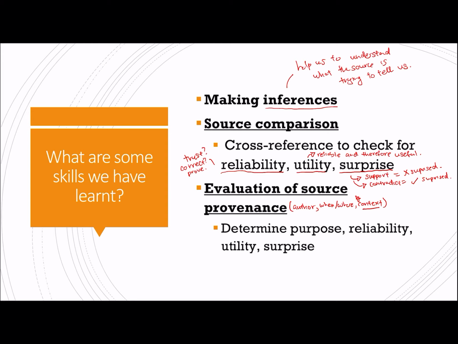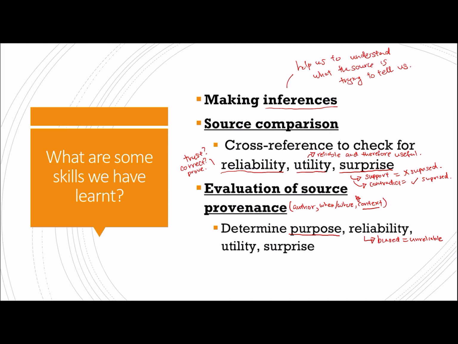And what's the whole point of us evaluating source provenance? We are trying to use it to determine the purpose of the source, what the author is trying to achieve, what the author hopes the audience will do. And then we can also use the evaluation of provenance to check for reliability. If we know that the author is biased, it will likely be unreliable.